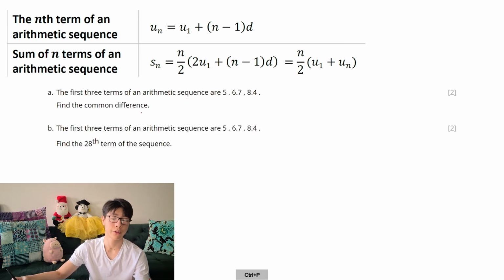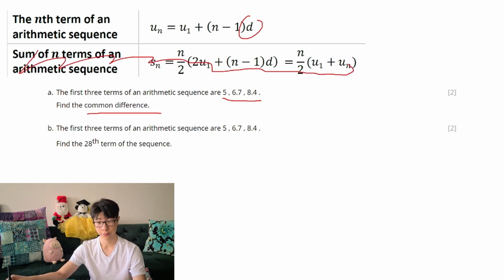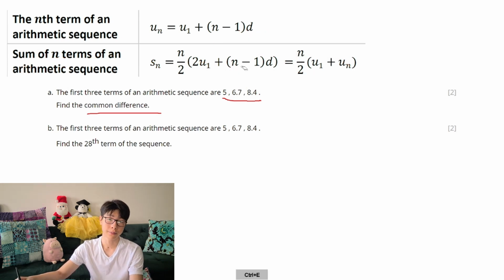Okay, so with the first question, we are given the first three terms of an arithmetic sequence, and we want to find the common difference. Okay, find d. Since it has nothing to do with sum, we can just rule out this equation, and only focus on the first one. Actually, there are two ways to solve this, but we'll use the equation method first.